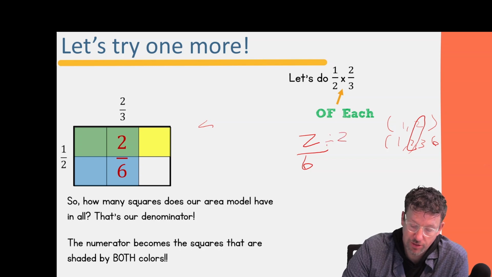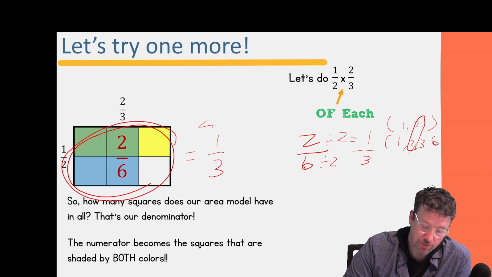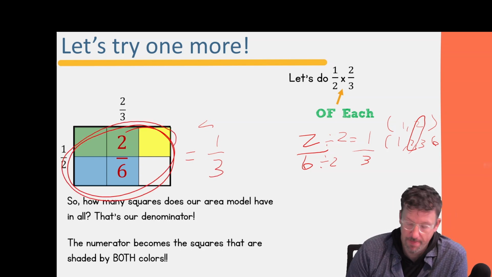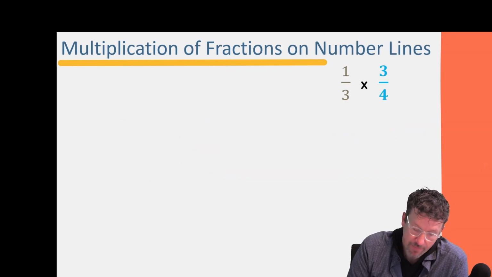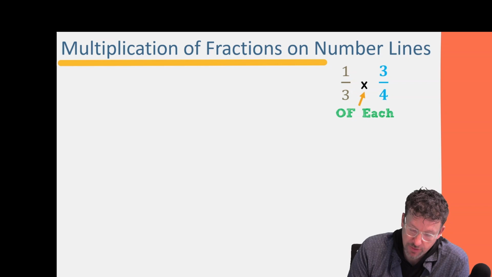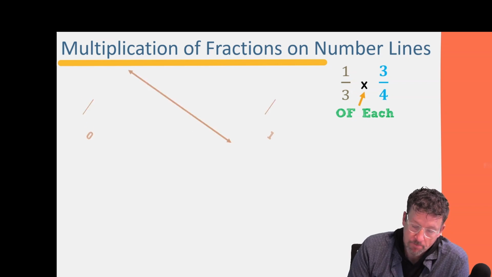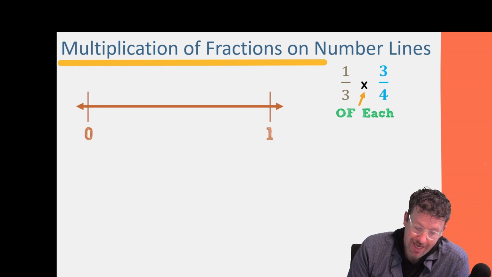So 2 divided by 2 equals 1. And 6 divided by 2 equals 3. So our answer, 1/3. But to model it, this is the most important thing we're talking about in this lesson, okay? Now we're going to show this on number lines. So we multiply by number lines. This is what it should look like. We're going to put our shapes on a number line.